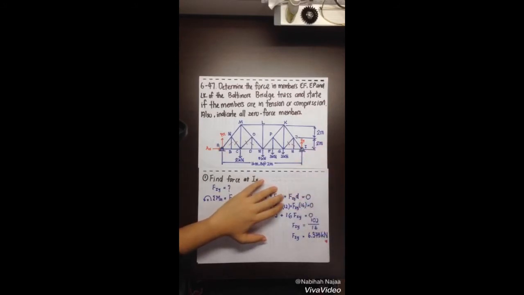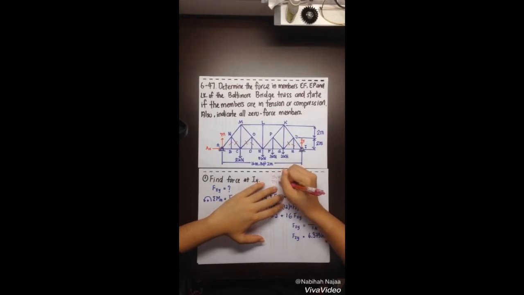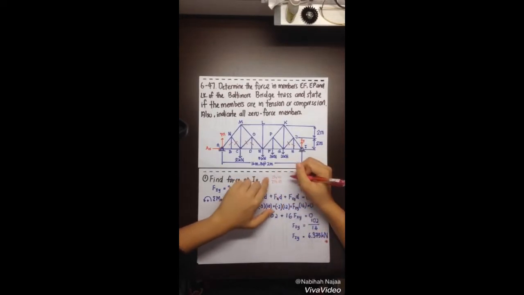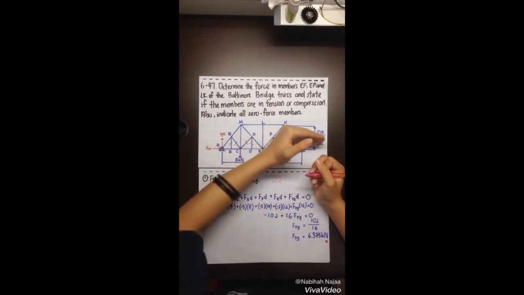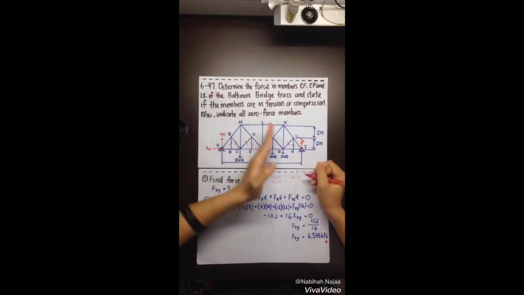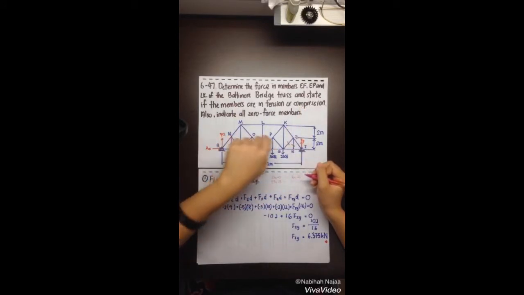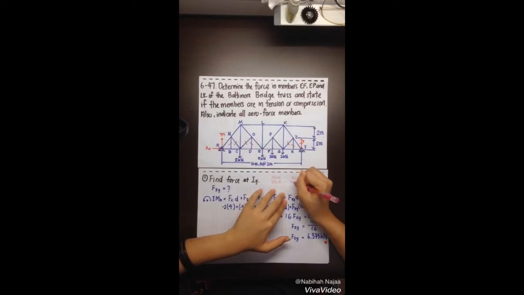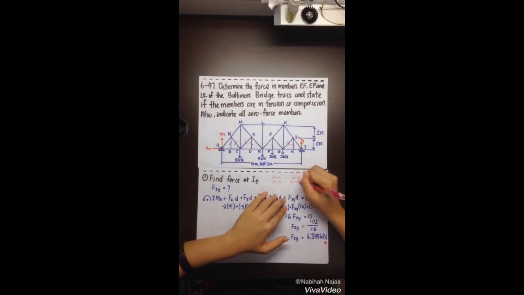We will start with our summation of Fx equals to 0, and also summation of Fy equals to 0. In summation of Fx equals to 0, along the x-axis we have only Ax. So Ax will be 0. In summation of Fy, along the y-axis we have both Ay and Iy force. So Ay plus Iy force equals to 0. An equation with 2 unknowns, we couldn't solve. So we have to proceed to the third equation.